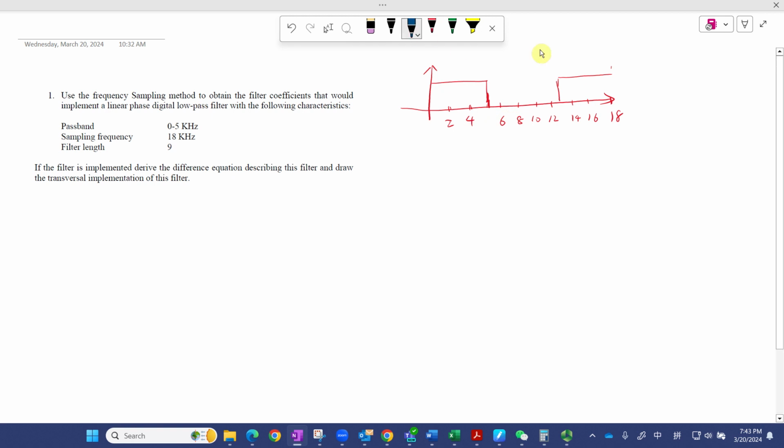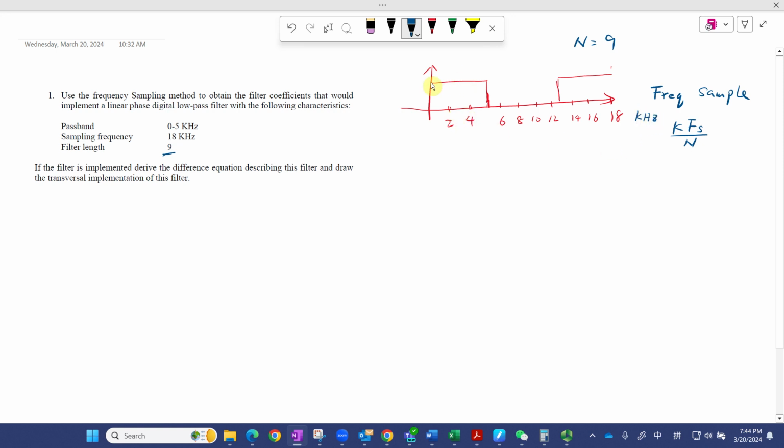So we're gonna take N samples of this. The sample is the filter length 9, okay, so N equals 9. We're gonna take 9 samples. So the frequency sample is at k fs over N. Okay, so N is 9, and 18 is in kilohertz, so that's the unit.